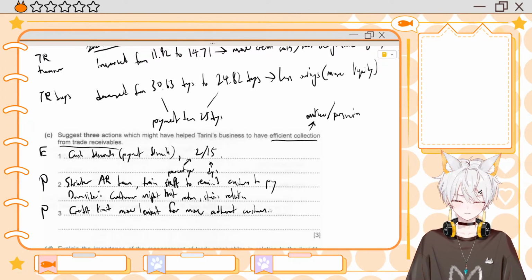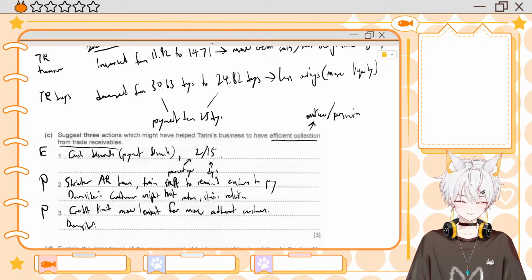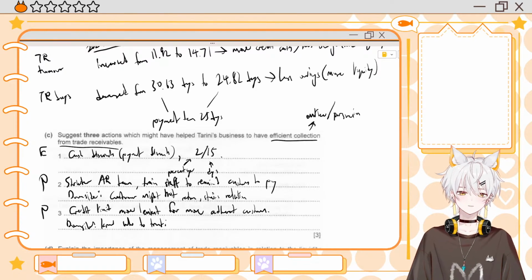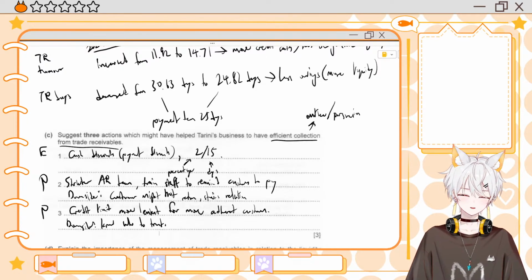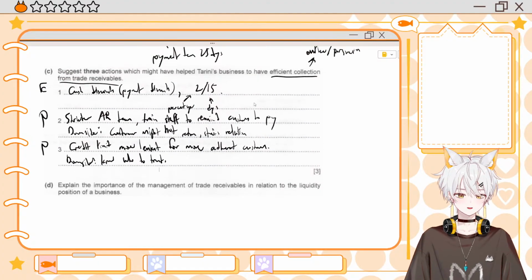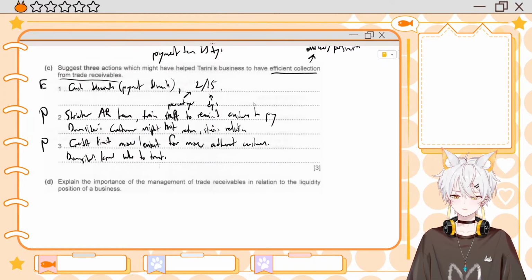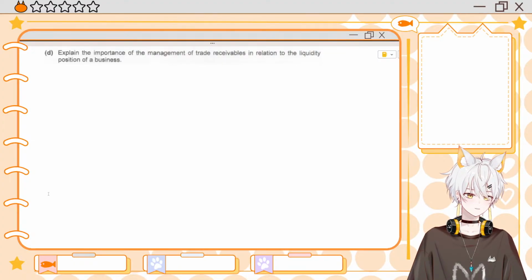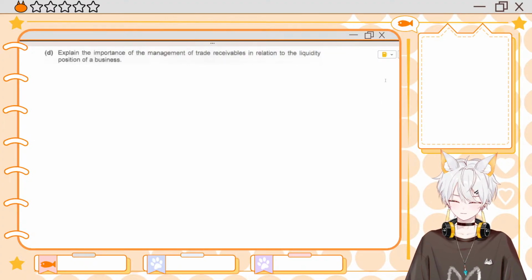Again, the downside to this would be you need to know who to trust, right? So this is difficult even in a real business sense. So that's how I would answer this question. Next is part D. Oh my, we're actually going through this pretty quickly.